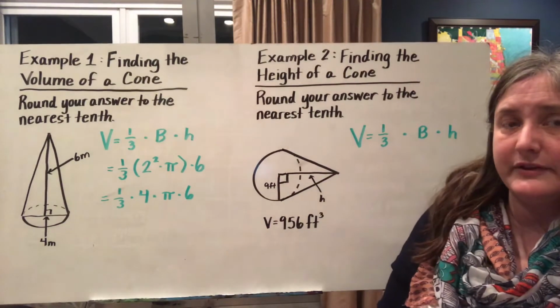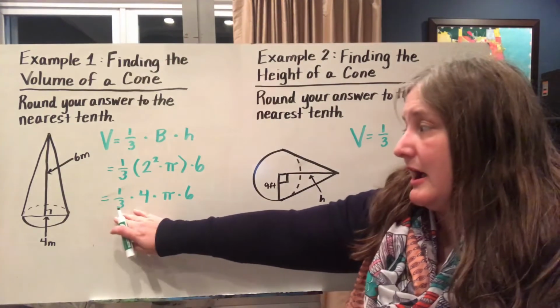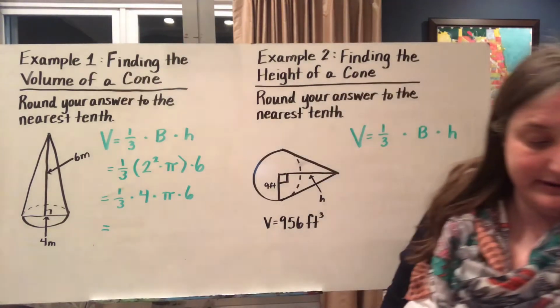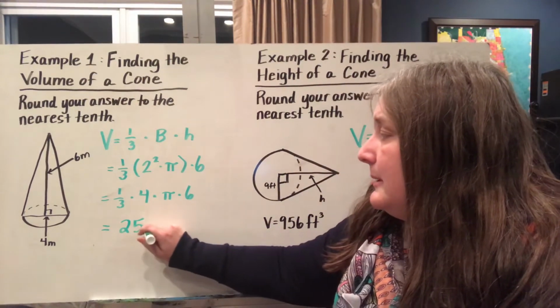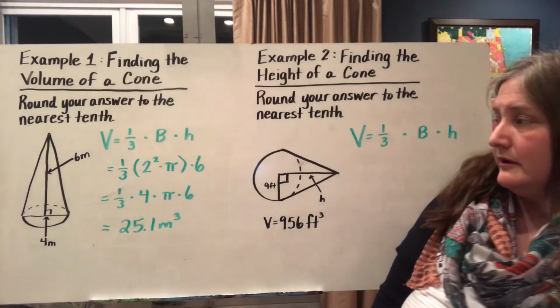And I can do all of this in my calculator at once, or I can do all of it and divide by 3 here. So if I do that, I'm going to get, to the nearest tenth, 25.1 meters cubed. So that's my volume there.